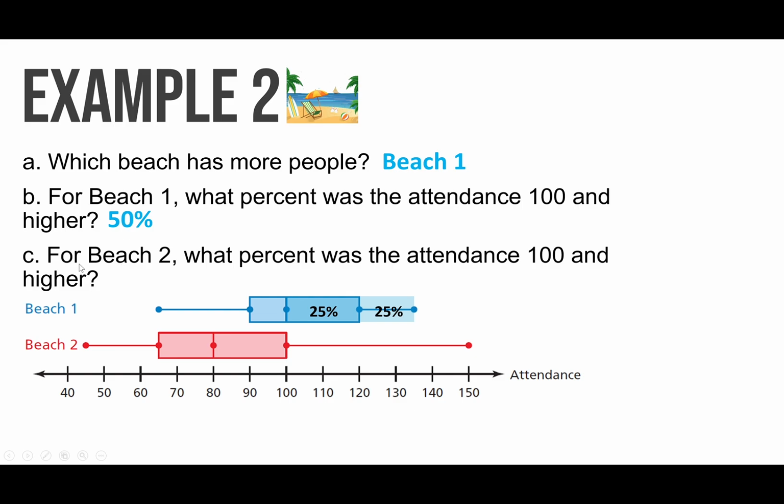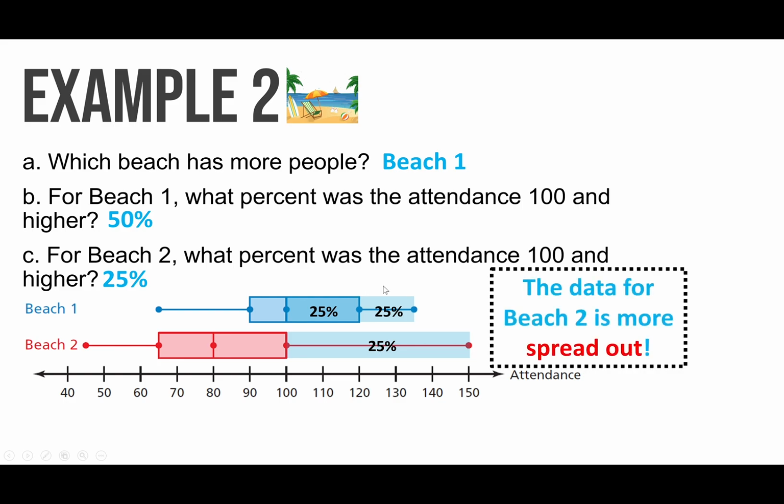But wait a minute, take a look at beach 2. It says, what percent was the attendance 100 and higher? Over here, this is a little bit different. It only shows the whisker right here from 100 on. This is going to be only 25%. Okay, hopefully that was pretty easy to understand. So one more time, each section is going to be 25% of the data. And then if you were to summarize, you can say the data for beach 2 is more spread out. Okay, hopefully that was easy for you.